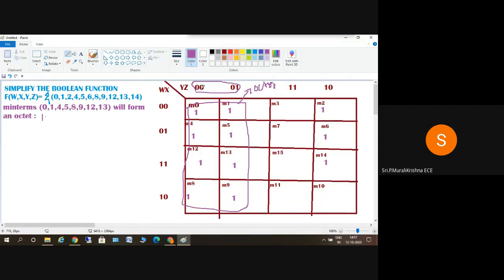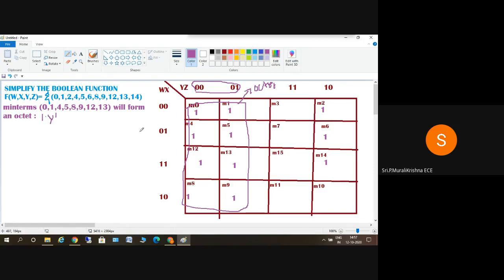So what are these columns here? So Y bar Z bar plus Y bar Z here. Okay, so what we'll get here? So when I add these 2 columns here, so I'll get Y bar. Okay, so that is octet 1.